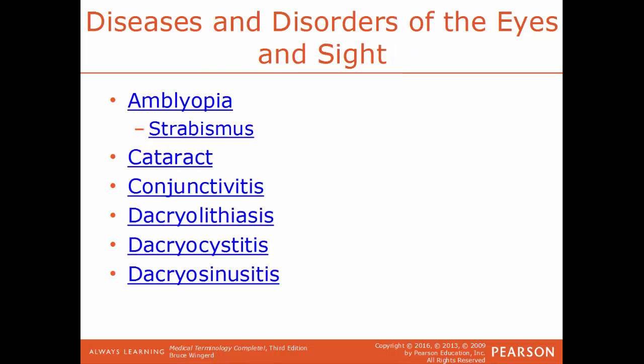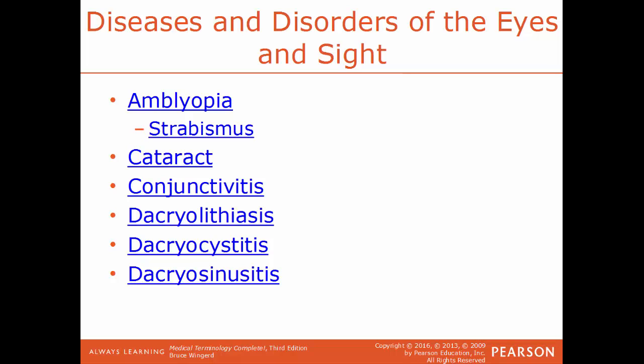All right, now we'll talk about some particular diseases and disorders of the eyes and of sight. Your first term, amblyopia. This is another term for lazy eye, where there is impaired vision without an obvious defect or a change in the eye. And it's somewhat related to our next term, strabismus, which is another term for being cross-eyed.